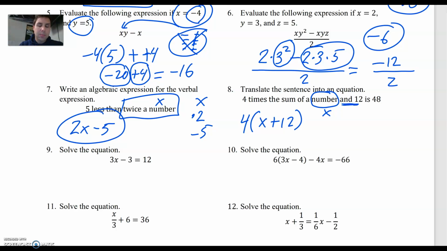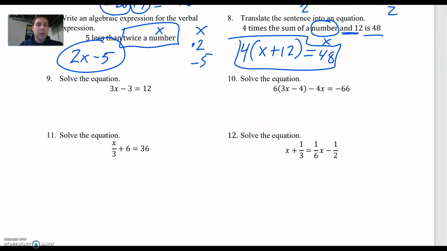4 times that sum, so therefore the 4 is on the outside. And then they're telling me that this all has to equal 48, so this equals 48. And that right there would be my sentence as an equation. And that's it for problem 8. Moving on to problem number 9.